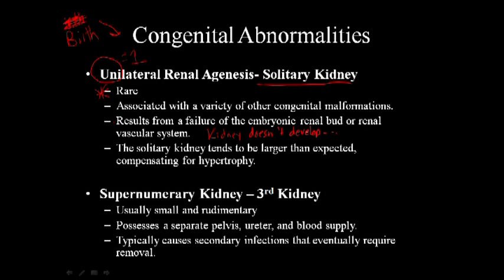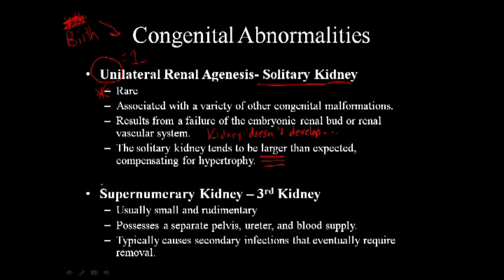Okay. The solitary kidney tends to be larger than expected, compensating with hypertrophy. So basically, your other kidney is going to be large. And so that's something to keep in mind. It's going to result in one large kidney. So it's trying to compensate for what the other portion of the renal system is not doing.